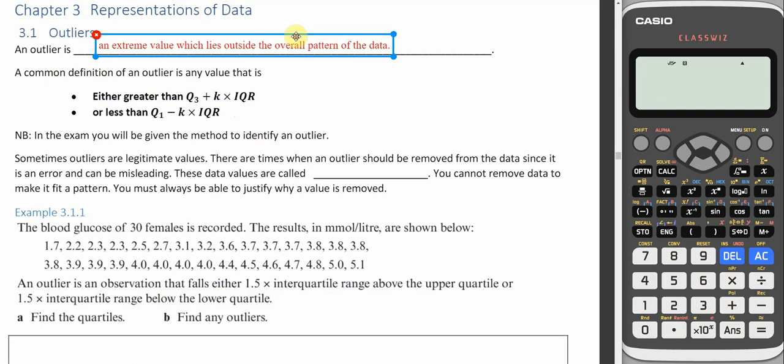An outlier is an extreme value which lies outside the overall pattern of the data. So it seems to stick out from the rest of the data. It's either unusually high or unusually low. So pause the video for a moment and get that definition into your notes.